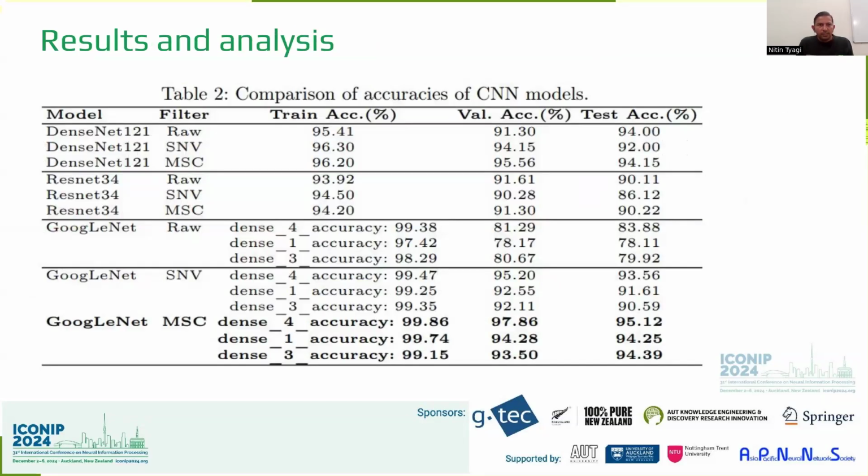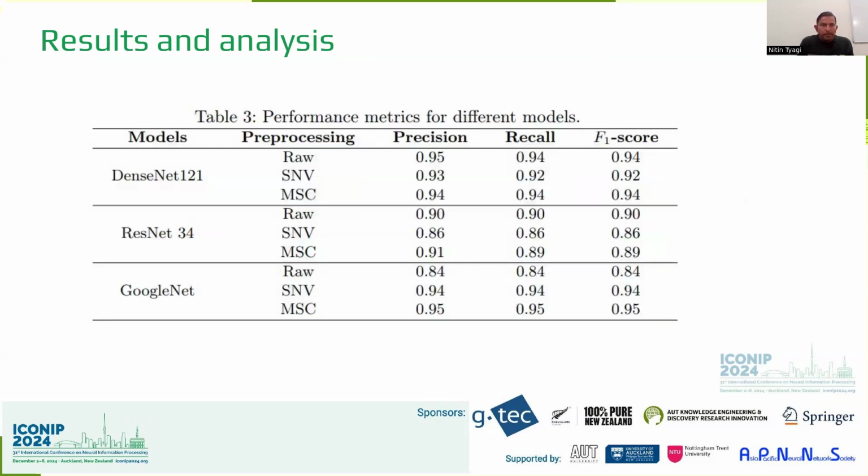Results analysis. These are the results which we obtained after training the models. We found that GoogleNet with the MSC pre-processing technique achieved better results as compared to other models, and the best test accuracy was 95.12%. This is the performance metrics of different models. In this case, we can see that GoogleNet with MSC achieved 0.95 precision, 0.95 recall, and 0.95 F1 score.